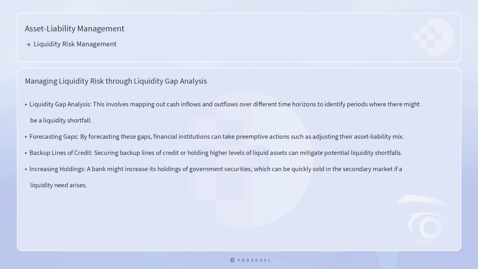One of the primary methods for managing liquidity risk is through liquidity gap analysis. This involves mapping out cash inflows and outflows over different time horizons to identify periods where there might be a liquidity shortfall. By forecasting these gaps, financial institutions can take preemptive actions such as adjusting their asset-liability mix, securing backup lines of credit, or holding higher levels of liquid assets. For example, a bank might increase its holdings of government securities, which can be quickly sold in the secondary market if a liquidity need arises.